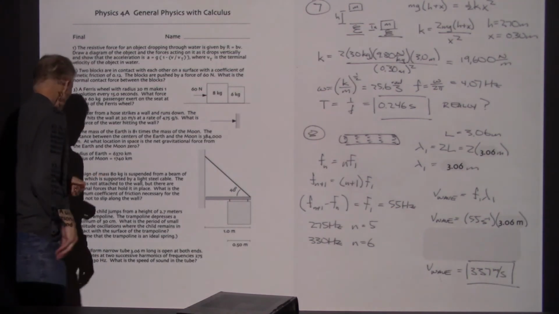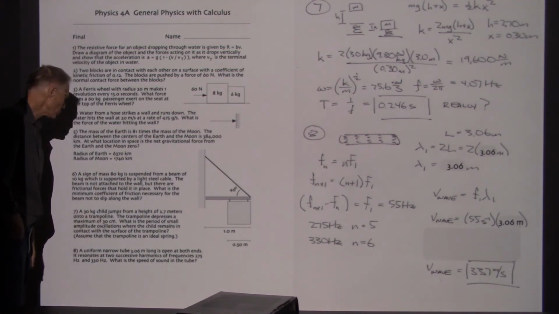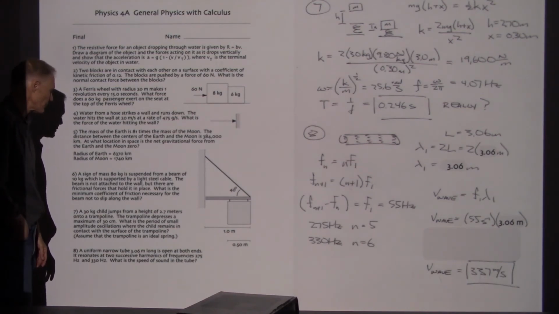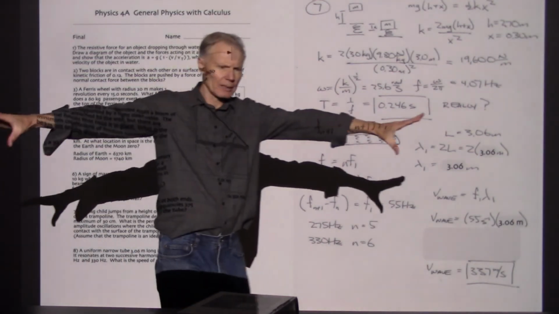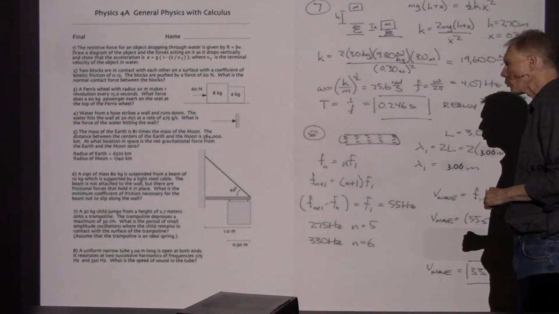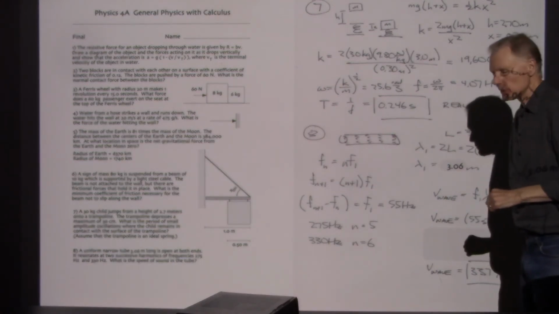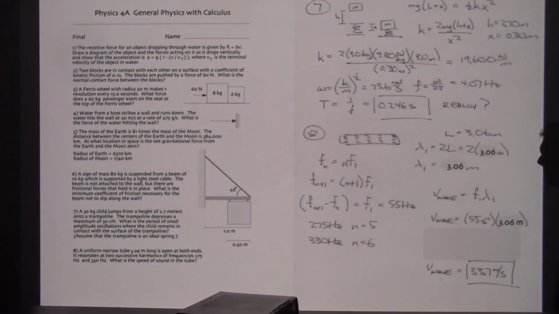All right, what about problem 8? So a uniform narrow tube, 3.06 meters long. So that's a good long tube, right? This tube goes on and on. It's bigger than this. It's open at both ends, and it sounds like it's being used as kind of an experiment or a lab.